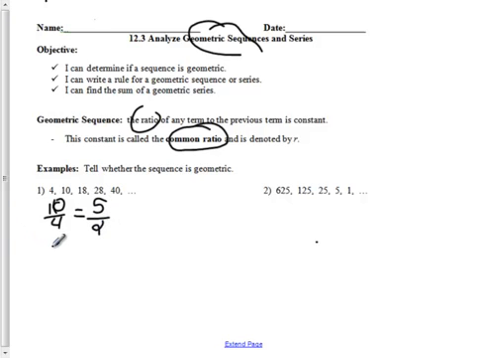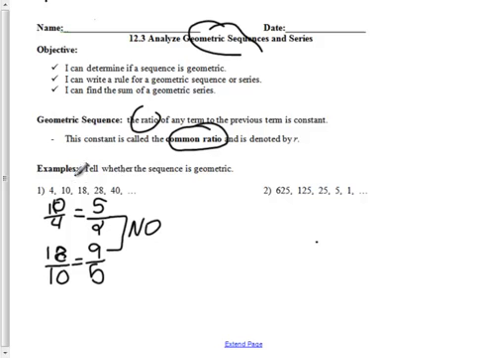Then we take the third term, 18, and put it over the second term, which is 10. Now let's simplify. That gives us 9/5. Is 9/5 equal to 5/2? No. We could stop there. As long as we get two that are not alike, then we say no, it is not geometric.